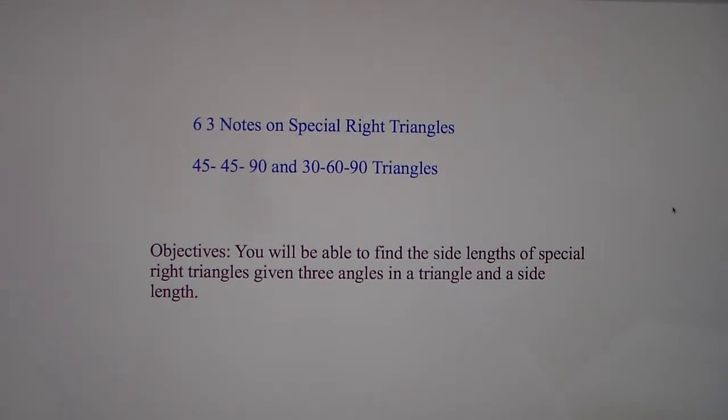Alright, ladies and gentlemen, this is note 6.3 on special right triangles, 45, 45, 90, and 30, 60, 90 triangles. Your objectives: you'll be able to find the side lengths of special right triangles given three angles and a side length.